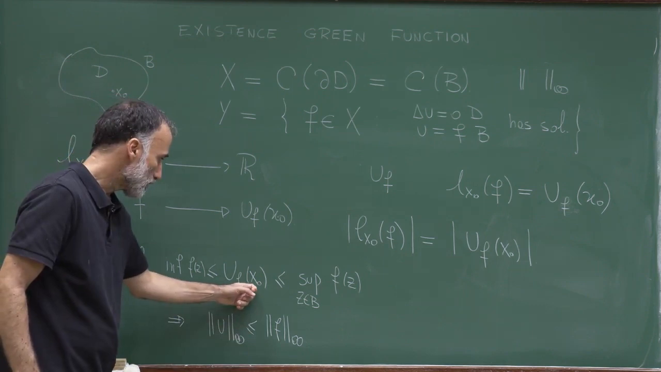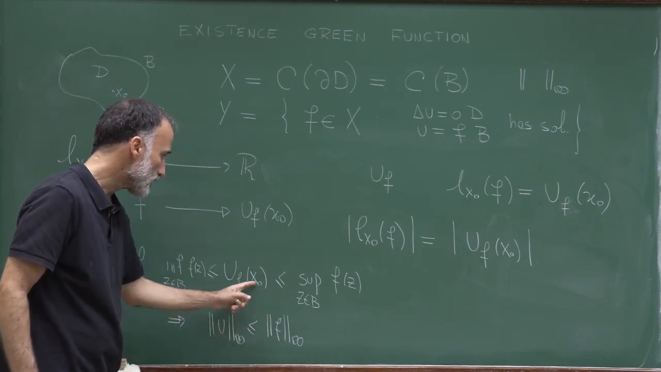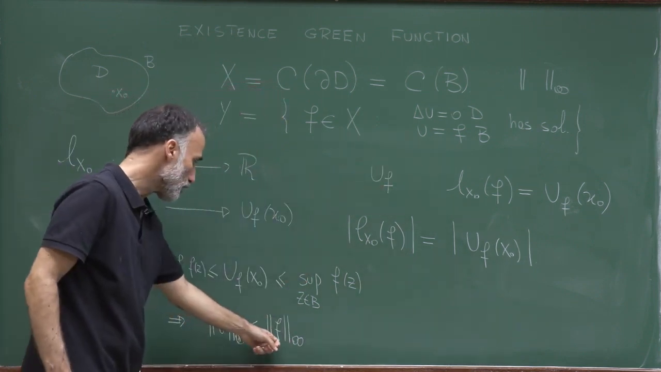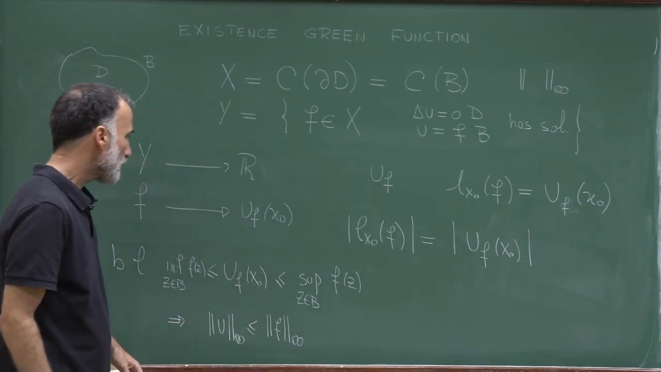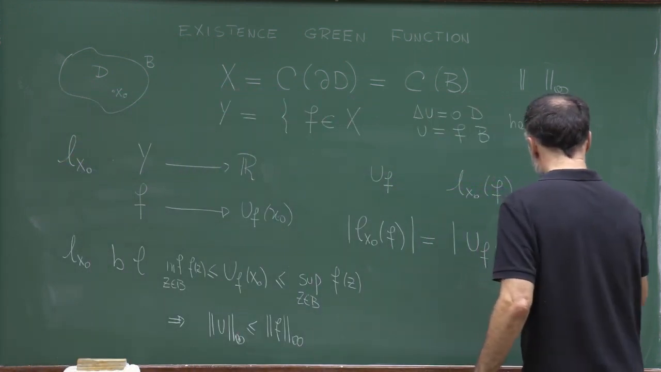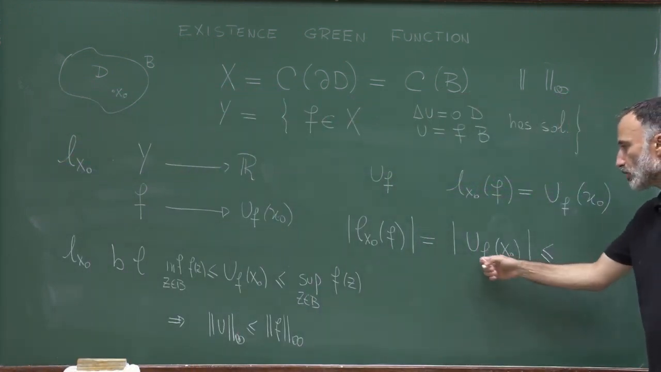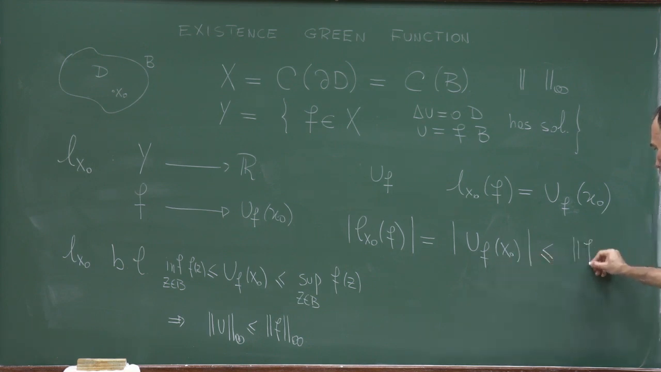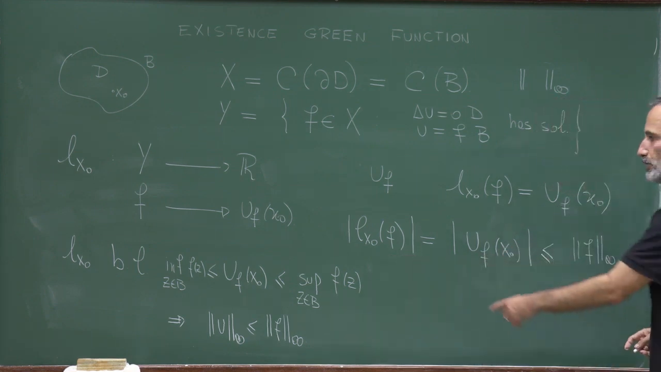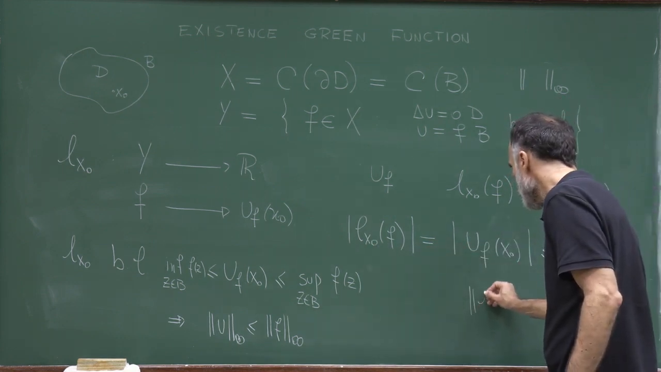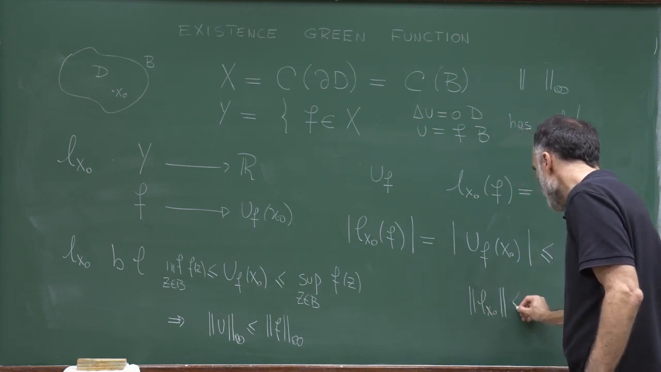This inequality gives you this inequality for x0 in D, but at the boundary, u is equal to f, so this inequality at the boundary is trivial. So we get from the maximum principle that the value at x0 of u_f, the solution of the Laplace equation with boundary value given by f, is bounded by the L infinity norm of f. And so this inequality is telling me that indeed L_{x0} is bounded and that its norm is actually bounded by 1.